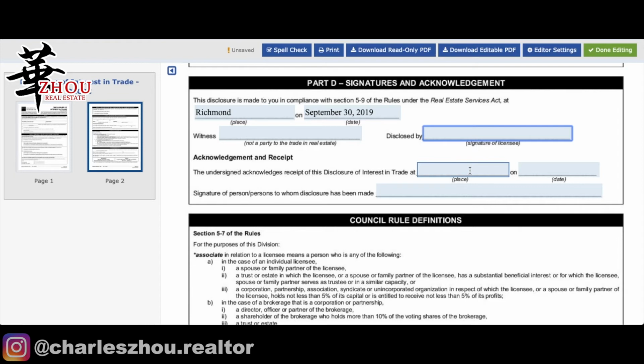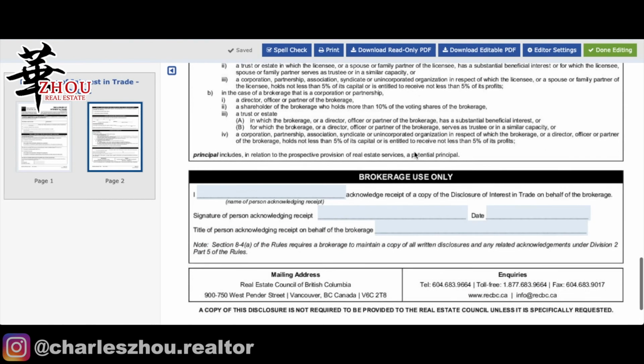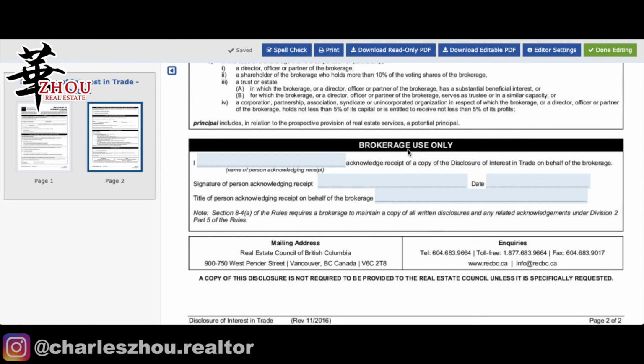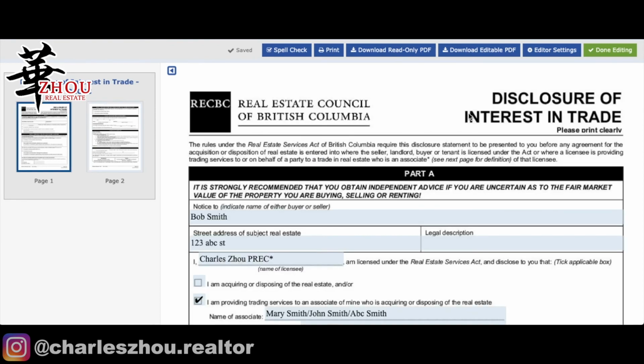And for the client who we disclose it to, they will fill in the second section here. And over here it says council rule definition. You read that. Are you part of this associate? Then you fill in whatever is suitable in your situation. And lastly, brokerage use. You don't have to do that. After the other party signs it, they will have to sign by their brokerage. And you get a copy after they're signed. So make sure you disclose all the information to the other party to prevent litigation.